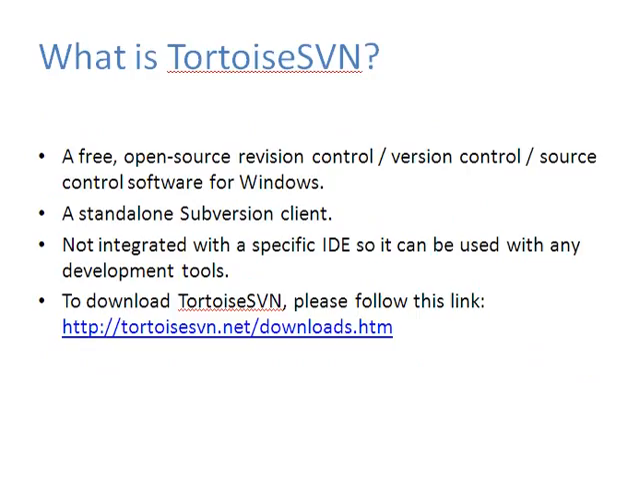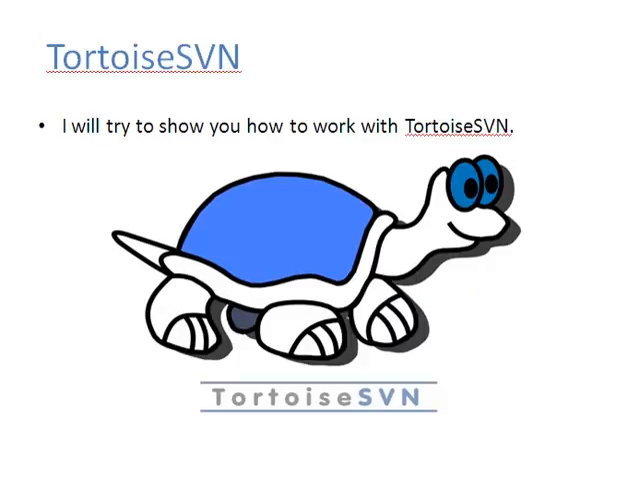Here is a good example. TortoiseSVN. What is TortoiseSVN? TortoiseSVN is a free open source revision control, version control, source control software for Windows. It is a standalone Subversion client, not integrated with a specific IDE, so it can be used with any development tools. You can download TortoiseSVN from the Tortoise downloads page. Okay, you understand. So next, I will try to show you how to work with TortoiseSVN.